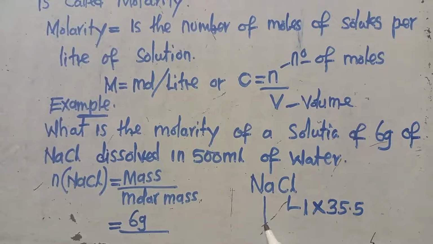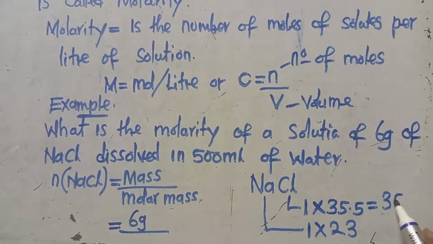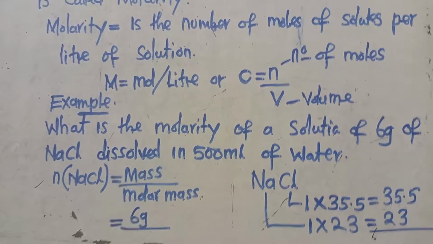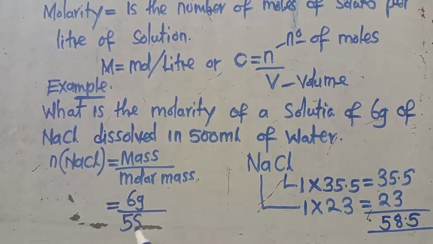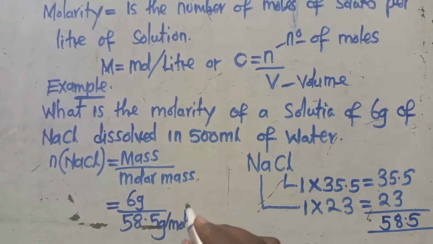Then we've got sodium. We say 1 times the mass number, 23. So there we've got 35.5 and there we've got 23. When we add, what answer are we getting? The answer is 58.5. So 58.5 grams per mole is the molar mass.